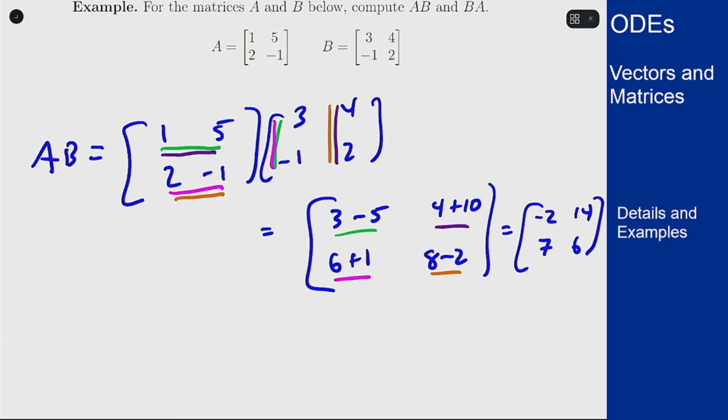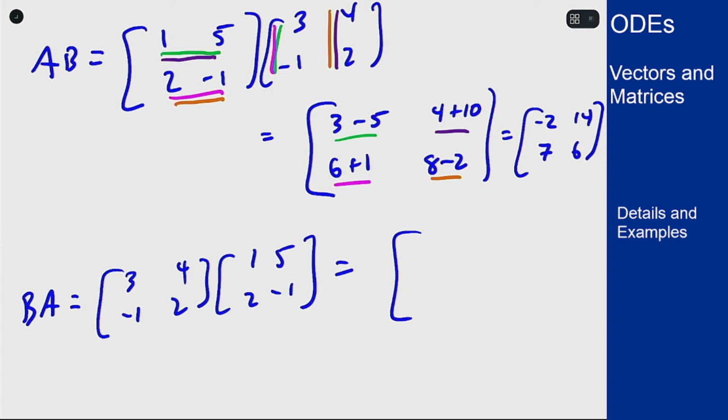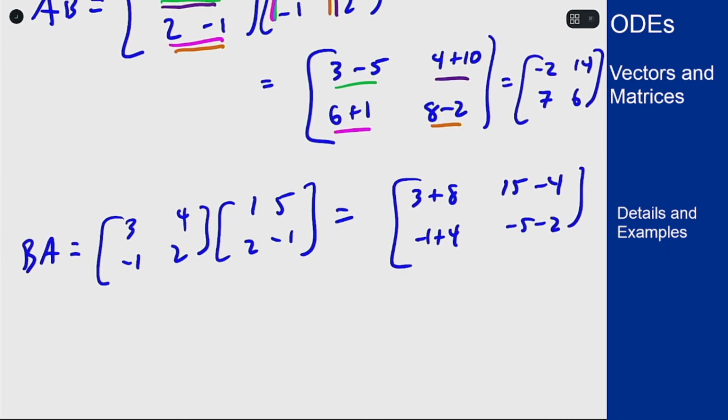And we do the same for B times A, now switching the order of the matrices. For our product we get in the first spot, 3 times 1 plus 2 times 4. First row, second column, 3 times 5 plus 4 times minus 1. Second row, first column is minus 1 plus 4. And the second row, second column is minus 5, minus 2. So we get 11, 11, 3, and minus 7.